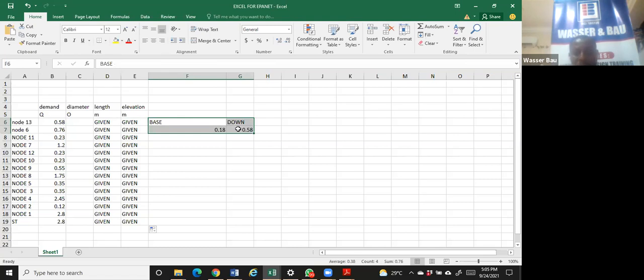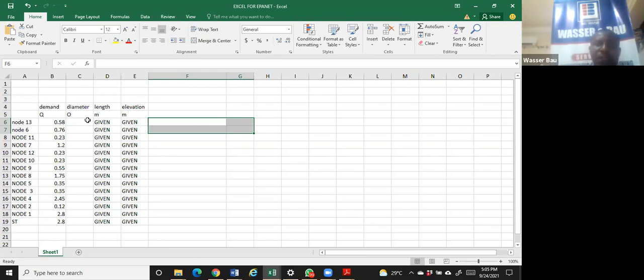Let me not confuse us with this. You can see that I said we need 4 parameters: the demand, the diameter, the length, the elevation, for you to now do your network analysis. So what is left for us now is to do the pipe sizing. How do we size the pipe? That's what we're going to do now. We're going to do the pipe sizing.